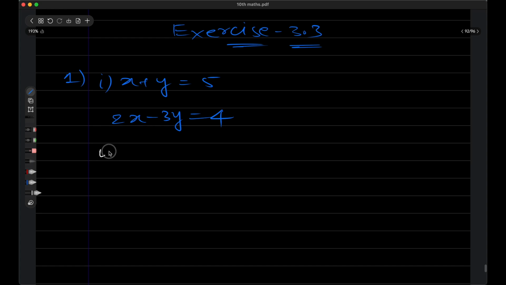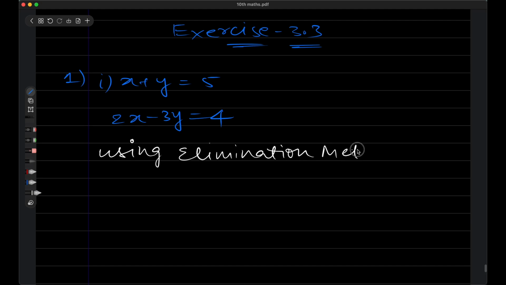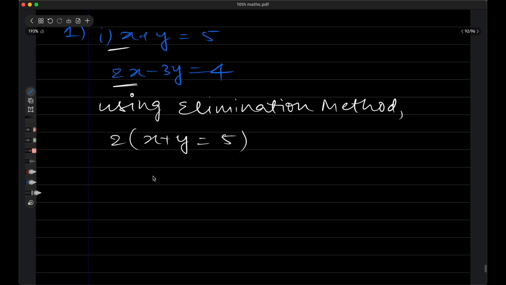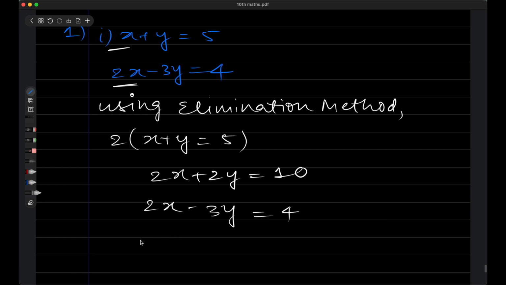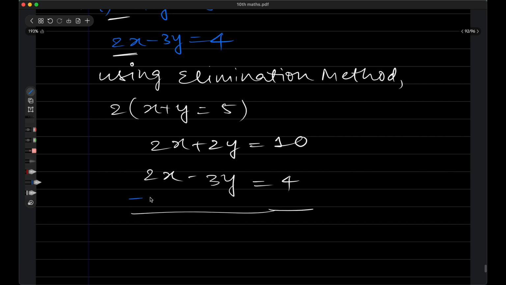Using the elimination method, let us make the coefficient of x equal. We will multiply equation 1 by 2. We will get 2x plus 2y equals 10. The second equation is 2x minus 3y equals 4. Subtract the second equation from the first equation.